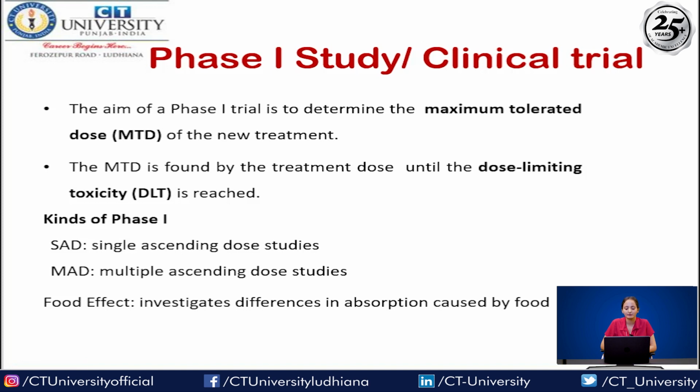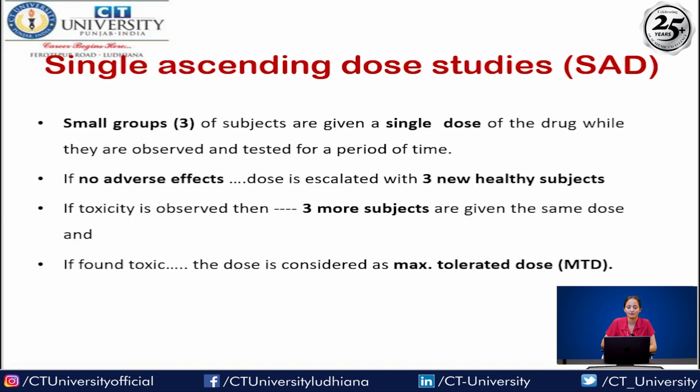Then food effect. Investigate the difference in absorption caused by the food. There are various factors which will influence the absorption, factors affecting absorption. Then in single ascending dose study, a small group, meaning 3 subjects, are given a single dose of the drug while they are observed and tested for a period of time. If no side effects, the dose is escalated with 3 new healthy subjects. If toxicity is observed, then 3 more subjects are given the same dose, and if any toxicity is found, the dose is considered the maximum tolerated dose, that is known as MTD.